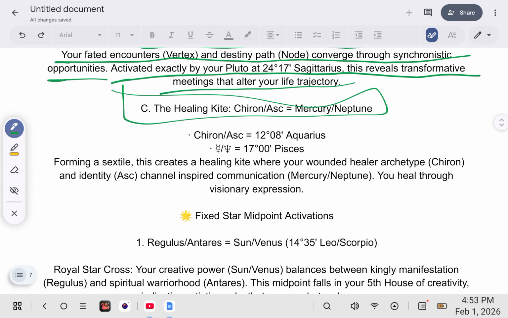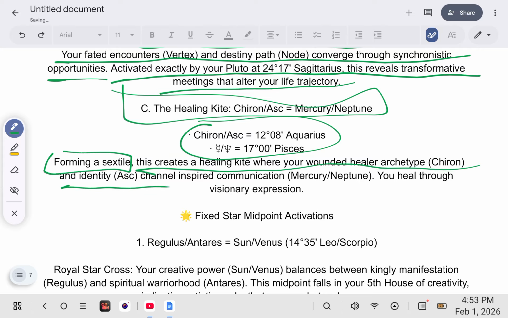The healing kite, Chiron, Ascendant, Mercury, Neptune. Chiron, Ascendant equals 12°08' Aquarius, and Mercury, Neptune equals 17 degrees Pisces. This is again forming a sextile, and this creates a healing kite where my wounded healer archetype, Chiron, and identity, Ascendant, channel inspired communication, Mercury, Neptune. I heal through visionary expression.